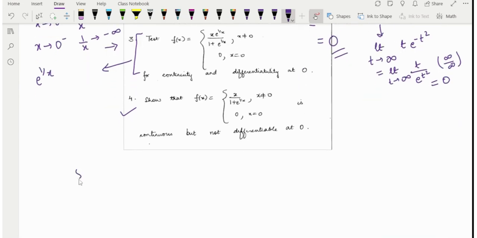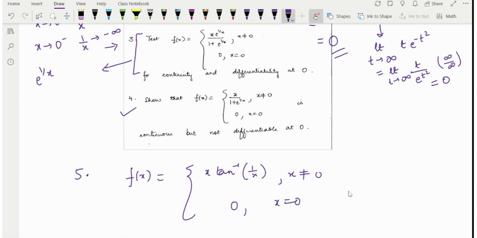Let me add one more question to this set for you to practice. Show that this function f(x), which is given by x tan inverse 1 by x for x not equal to 0 and 0 for x equal to 0, is continuous but not differentiable at x equal to 0. So please try these 5 problems on your own, and convince yourself that you have learned the idea of differentiability and continuity well.